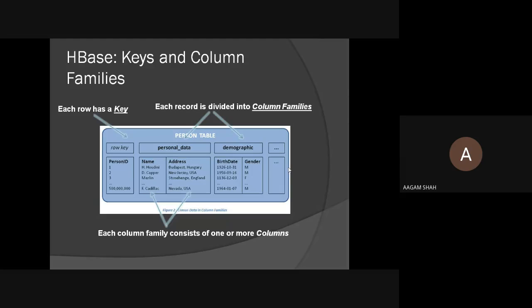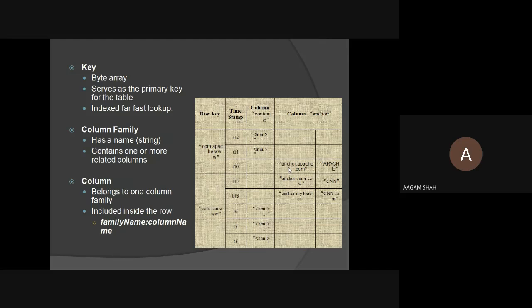So these are the keys and column families. Here we can see each row is associated with a key, that is, each row has a row key. Then each record is divided into column families, that is personal data and demographic. These are the column families, and each column family consists of one or more columns, that is column under column, the nested column. So these are the main points in the data model, that is the key, column family, and column.